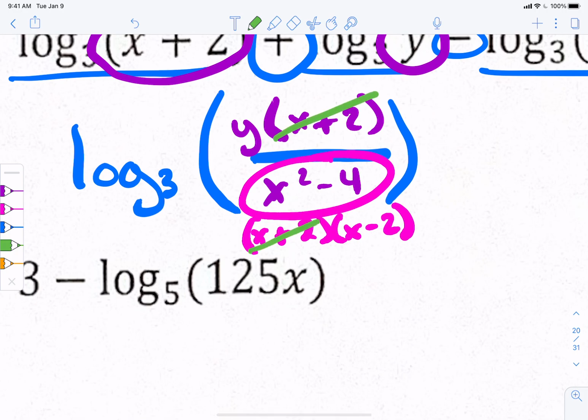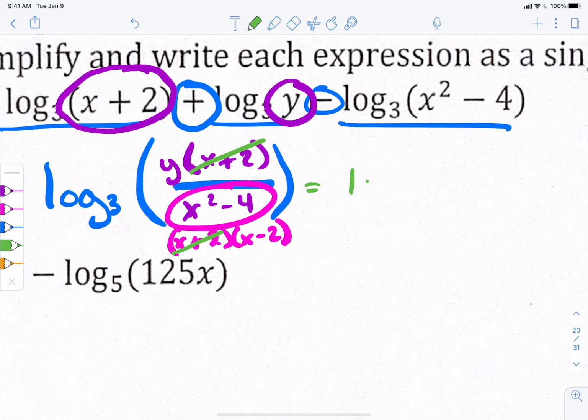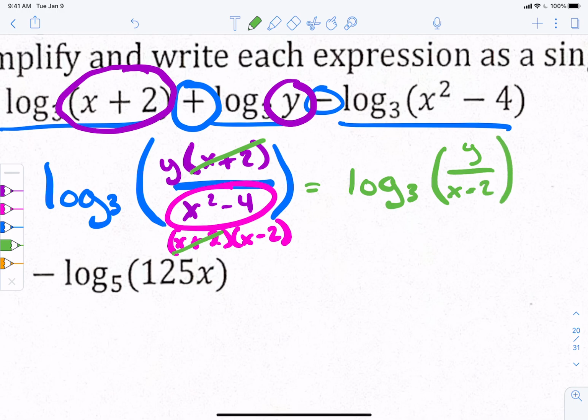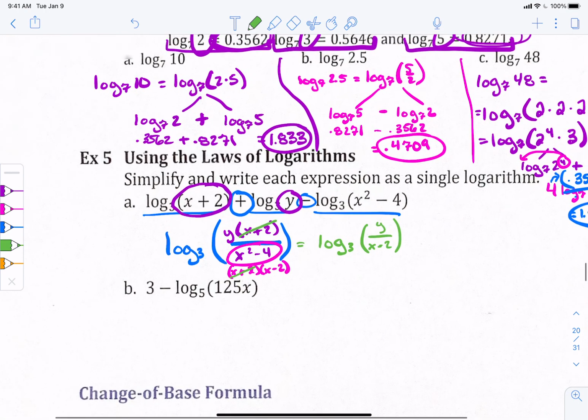This one and this one cross out. So all you have is log base 3 of y over x minus 2, and that's it. It's beautiful now. Makes sense? Is that good? Is that okay? All right. Beautiful. I like it a lot. Great.